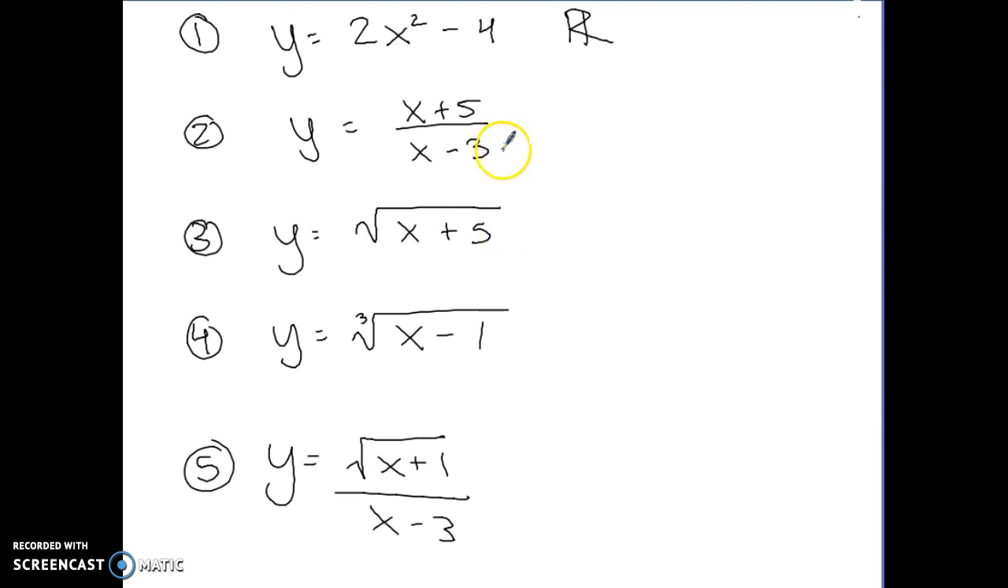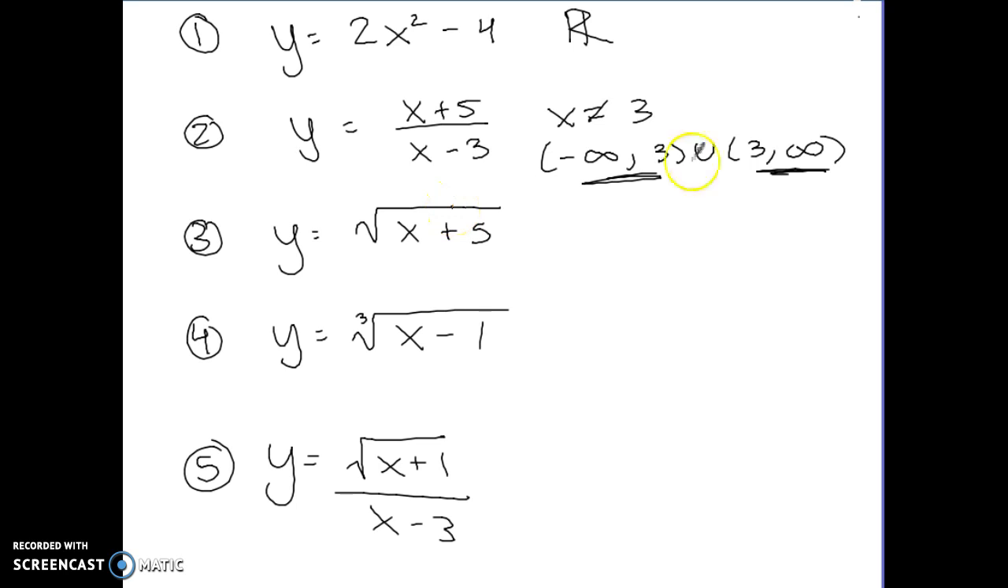So what number is going to make this 0 on the bottom? 3. 3, good. X cannot be 3 because if I plug in 3, I get 0, and that is a no-no. Can't divide by 0. So how you write that with interval notation is you say negative infinity to 3, 3 to infinity. Because literally any number in between here or in between here, when you plug it in, it's going to actually work. The only number that does not work is 3 because it gives me 0.